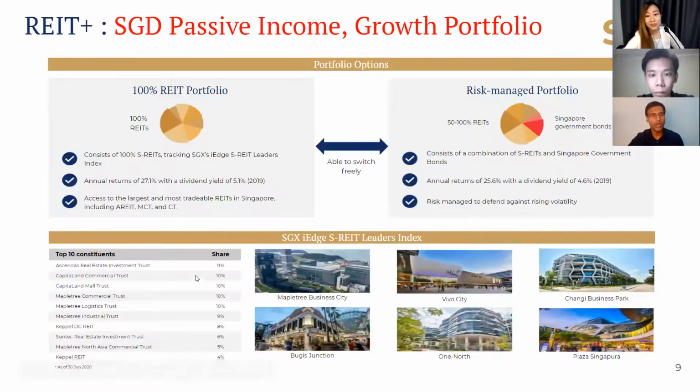Now, quickly covering the REITs portfolio, I think I covered a fair bit of it earlier, but what I want to highlight is within the REIT portfolio, we do have two options. The 100% REIT portfolio, which tracks the IHS REIT Leaders Index, and the other portfolio, which is the risk managed REIT portfolio, which has some element of capital preservation built into it. And again, similar to our global portfolios, this risk managed REIT portfolio targets a 15% downside.